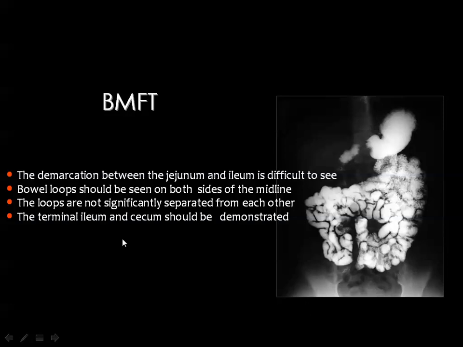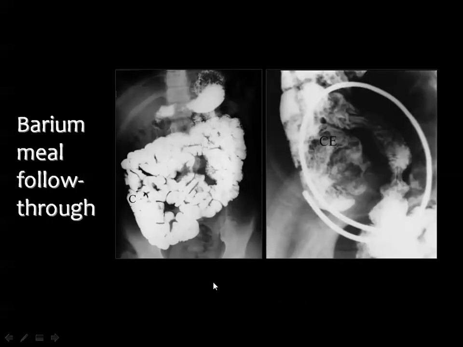This is a very important issue in the examination: the terminal ileum and cecum should be demonstrated in the exam, because many of the abnormalities are located in this particular area. So we do not consider the barium meal follow-through examination complete unless we can show clearly the region of the terminal ileum as well as the cecum.